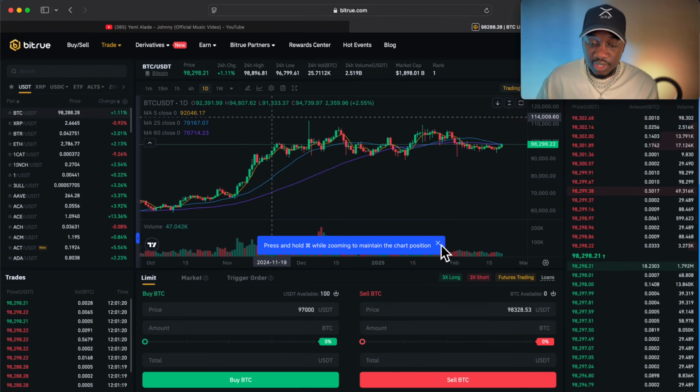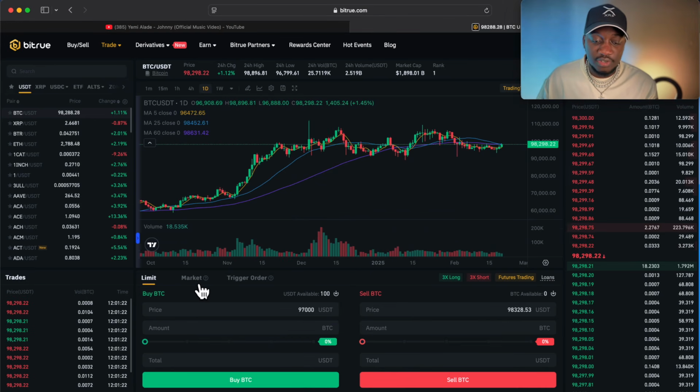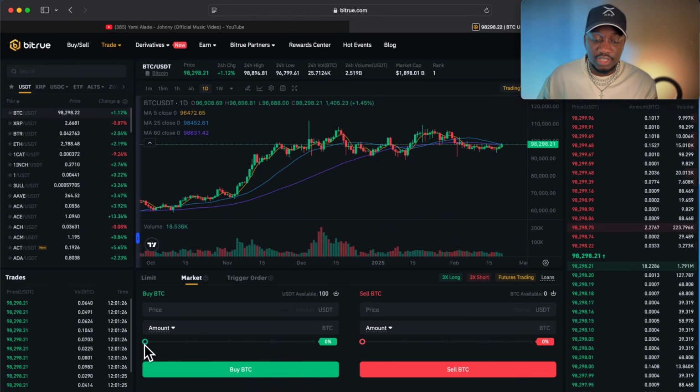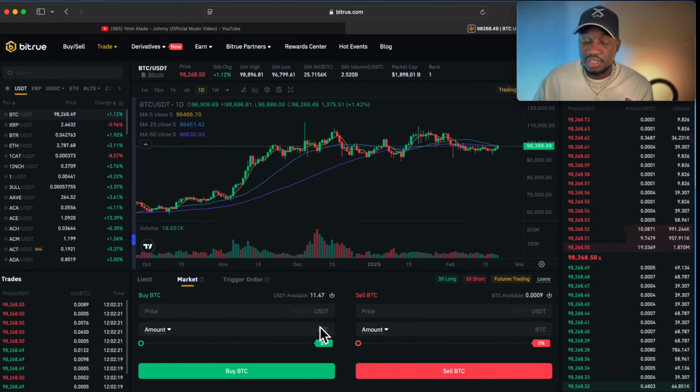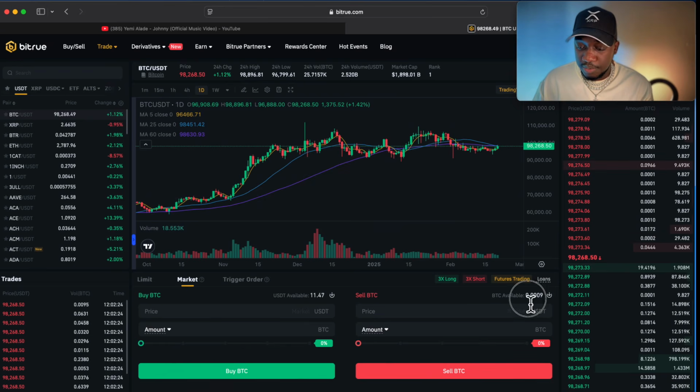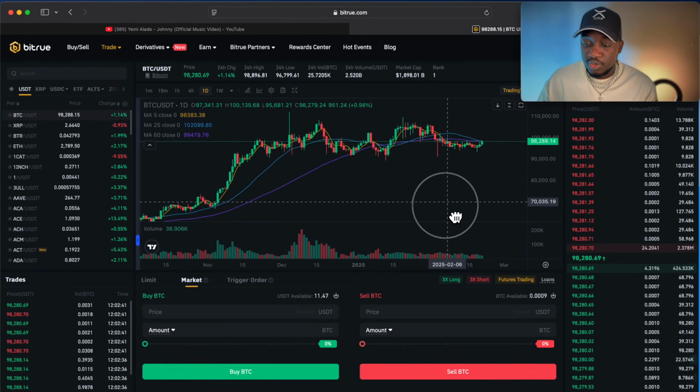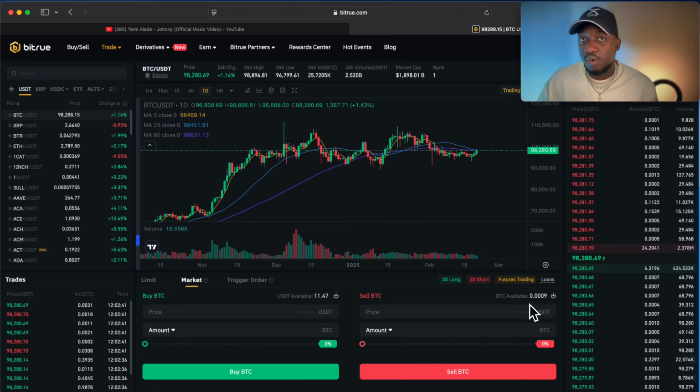What you want to do is switch to where it's written market like this, swipe this to 100%, and simply click buy. And you have successfully submitted. Now we have some BTC in our wallet, and you can also see it right here. And we can also sell this BTC to anyone. You can also send this BTC to anyone, anywhere in the world.